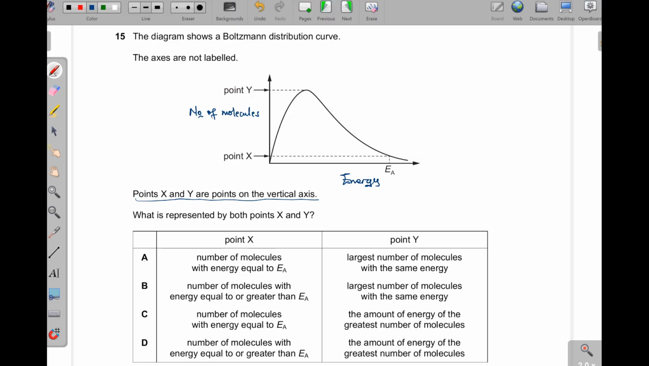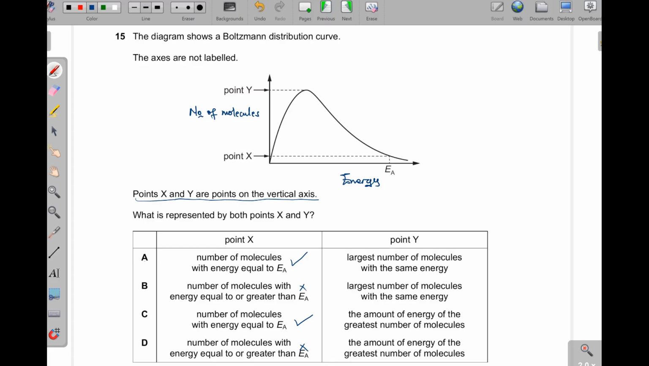Okay, now they're saying point X here, but then you see this dotted line up to EA. EA is activation energy. So that means that is for the number of molecules with energy equal to activation energy. Now this option, number of molecules with energy equal or greater, no, this one is off. Or greater would be this other side. Equal, so we are beginning from here, and then this way greater. So it would be a region. You see that? So that one is off. Even this one is off.